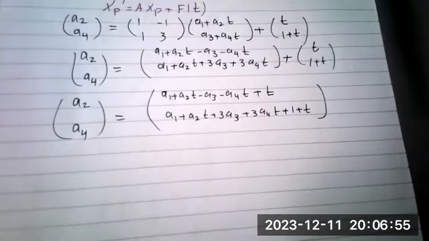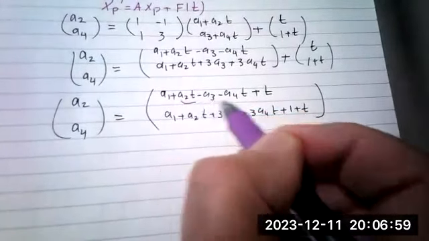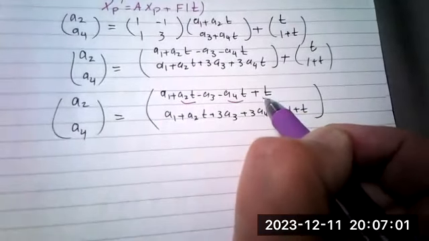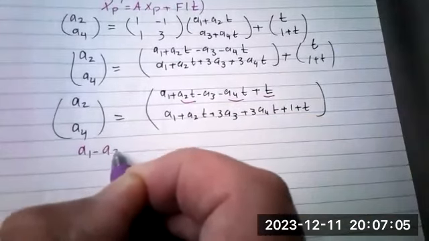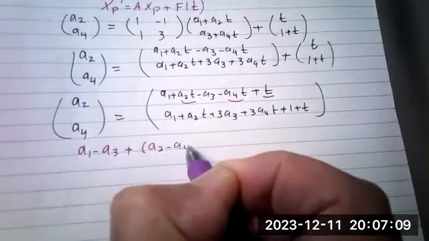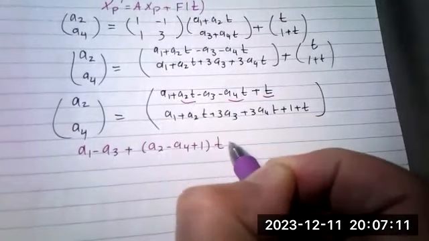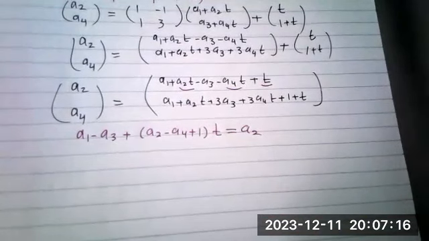So from here, I'm going to separate these a little bit before I do this. Okay, I'm going to factor out the T here. So the constant term is A1 minus A3 plus A2 minus A4 plus 1, times T, is equal to the A2. Because eventually you want to let the coefficients be equal to each other.